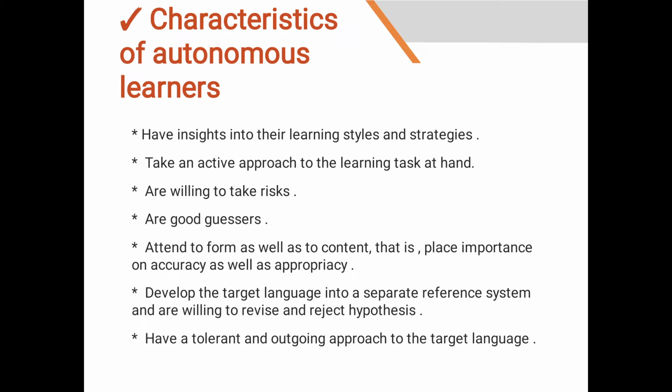They attend to form as well as to content, that is, they place importance on accuracy as well as appropriacy. Autonomous learners develop the target language into a separate reference system and are willing to revise and reject hypotheses and rules that do not apply. Autonomous learners have a tolerant and outgoing approach to the target language.